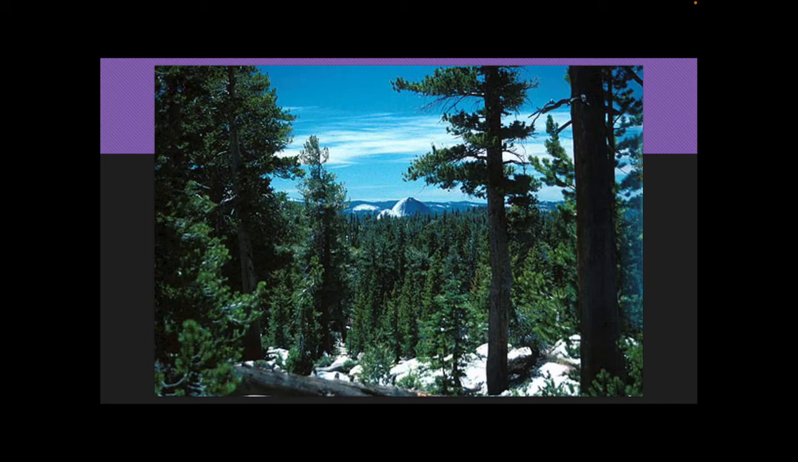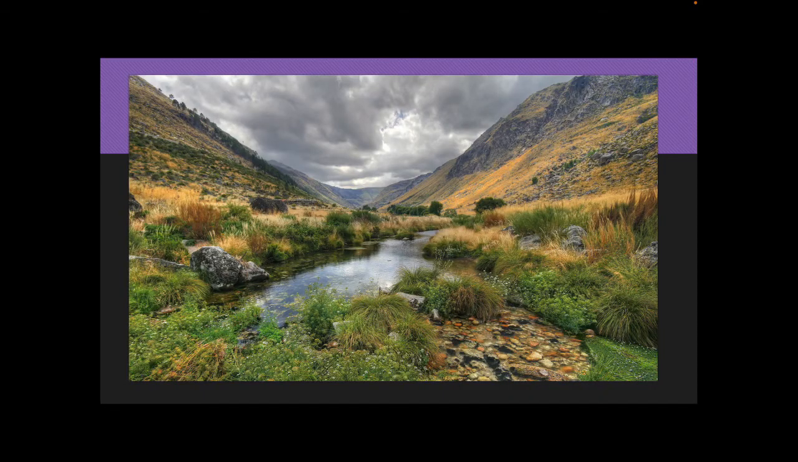So if we look at these trees, what you'll see is lots and lots of different, mostly pine trees. Any that are the same species are all part of that population, because they are capable of possibly reproducing with any other of the same species in that particular area.